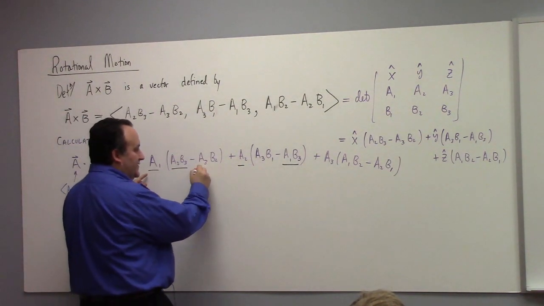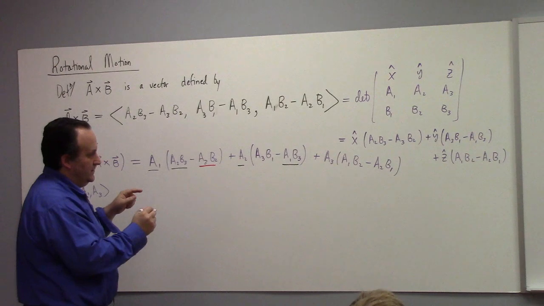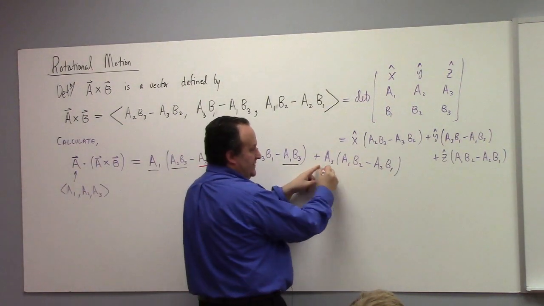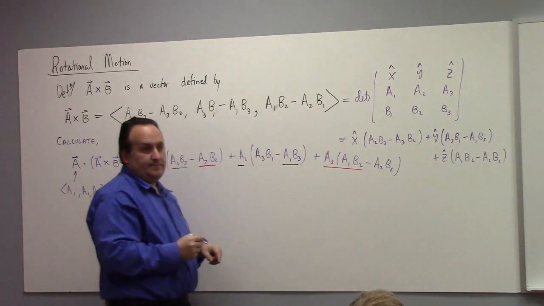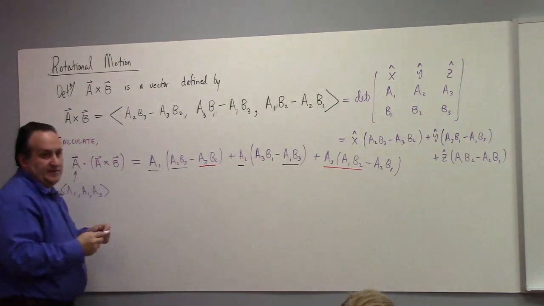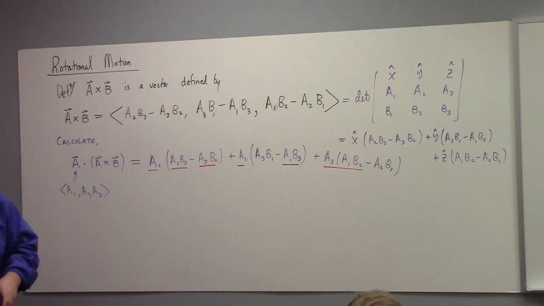A1, A3, B2. Where else is that? Over here, right? A1, A3, B2. That's this term. See that? You have a minus in the first one. You got a plus on the second one. They cancel, right? What's next?